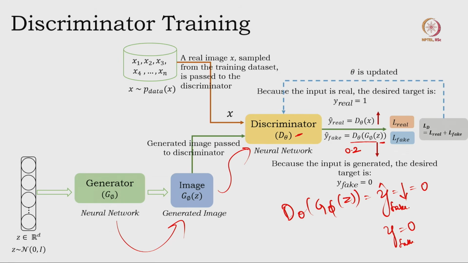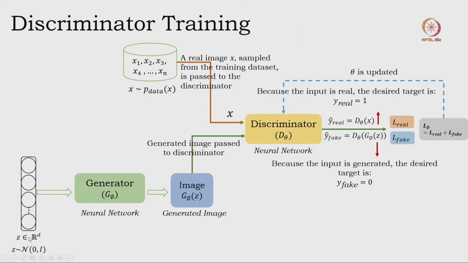For a real image, let us take real image x. When that is passed to a discriminator, the discriminator has to give us the prediction, and this prediction should be high and closer to 1. Why closer to 1? It is a real image. If that is the case, its ground truth should be 1, and this is all for a real image. I hope these two are clear to us.